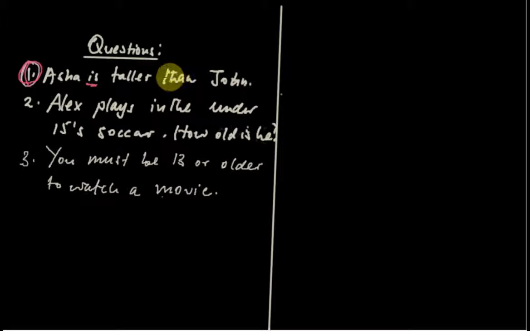we know that Asha is taller than John. So if we assume that this is Asha, then John is shorter. This is Asha, and this is John. So John is here, so John is going to be shorter.